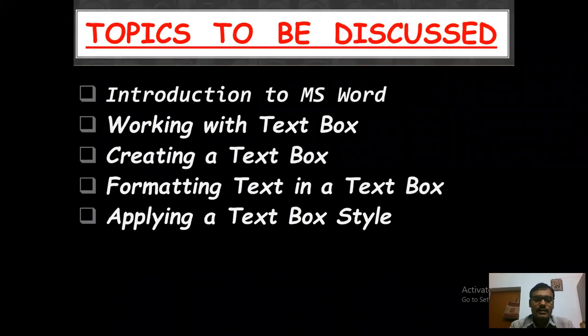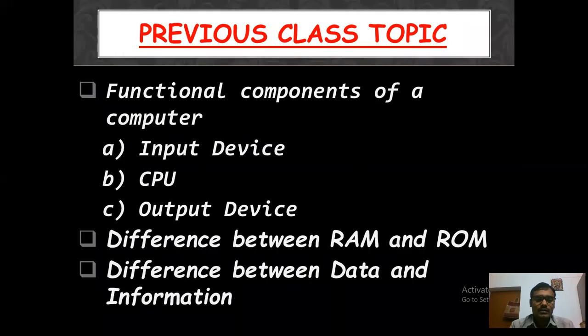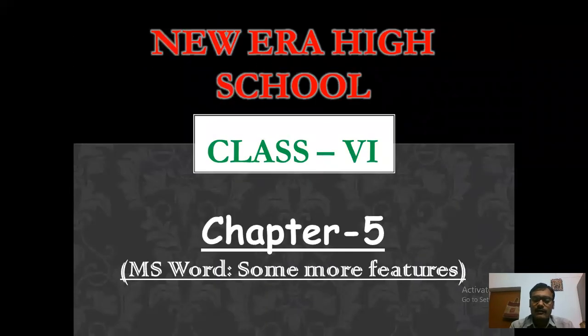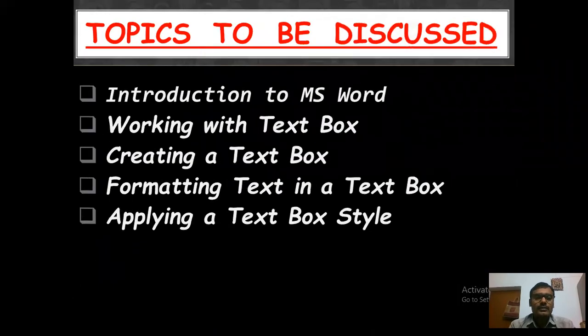Now coming to the next chapter, this is chapter number 5, MS Word, some more features. So in this chapter, we will study about introduction to MS Word, working with text box, creating a text box, formatting text in a text box, and applying a text box style. So we will discuss these topics. First coming to the first topic, introduction to MS Word.